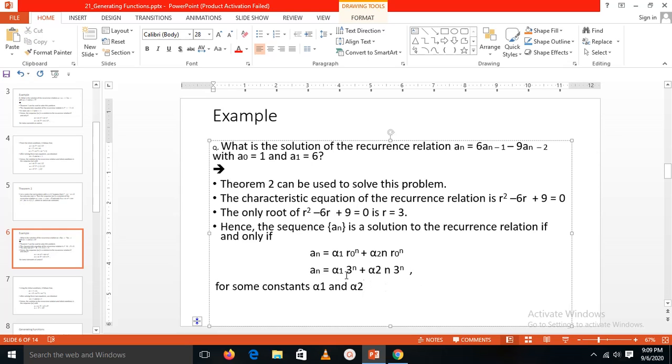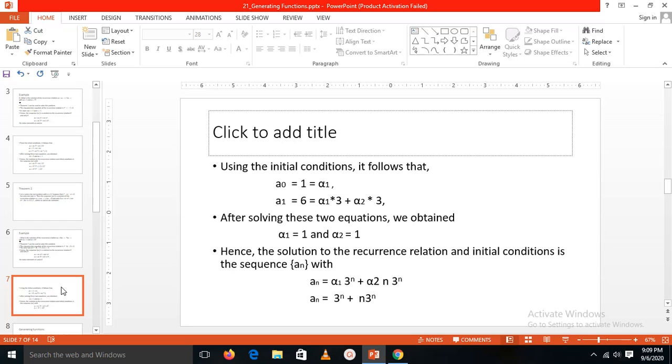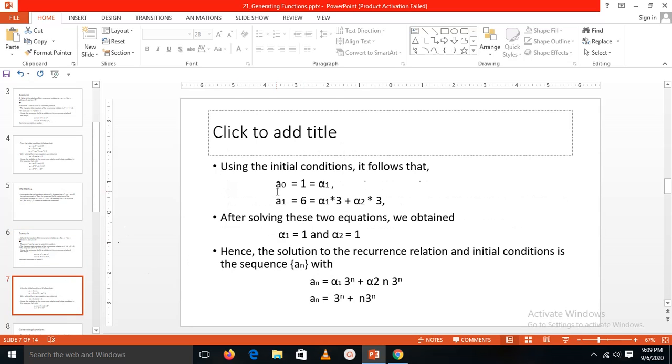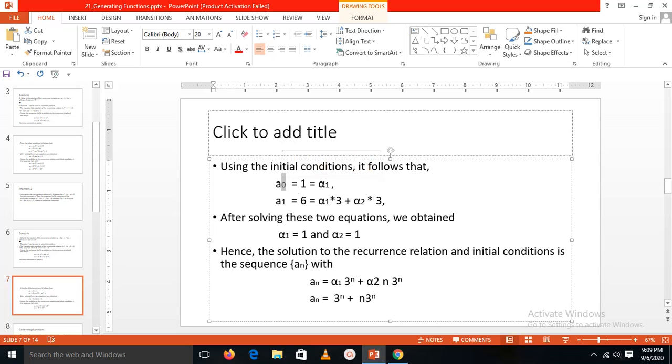Now by putting the value of r, we got this equation: an = alpha 1 3 raised to n plus alpha 2 n into 3 raised to n for some constants alpha 1 and alpha 2. Now using the initial conditions, it follows that we know, or in the question itself, the initial conditions are given: a0 is equal to 1 and a1 is equal to 6. Use these values. a0 is equal to 1. Now put the value of n is equal to 0 into this equation.